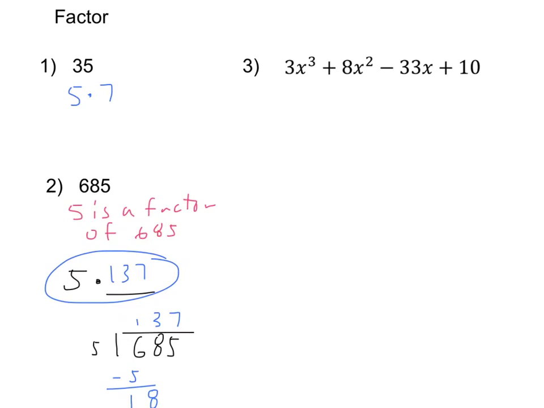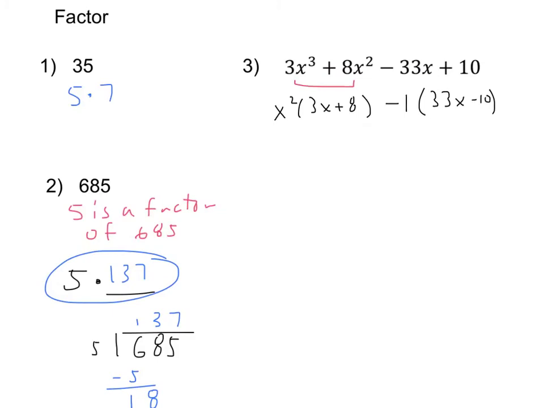We have this polynomial, 3x cubed plus 8x squared minus 33x plus 10, and we want to factor this. You might think, oh, there are 4 terms here, so let's use grouping. Let's see if that gets us anywhere. If I were to use grouping here, what could I factor out from the first 2 terms? I could factor out an x squared, and then I would have 3x plus 8 here. How about in the back? Well, in the back, all I could pull out is a negative 1, and then I have 33x minus 10.